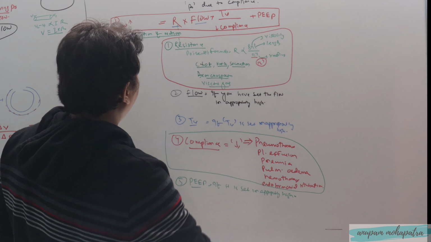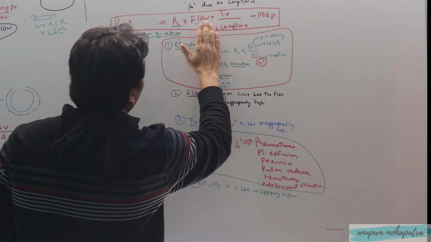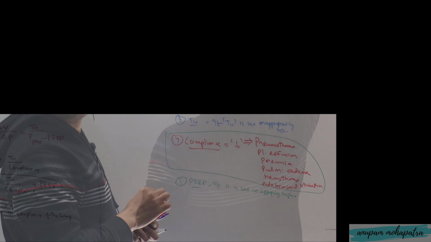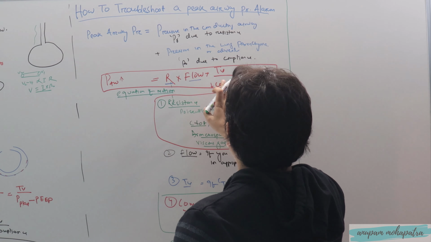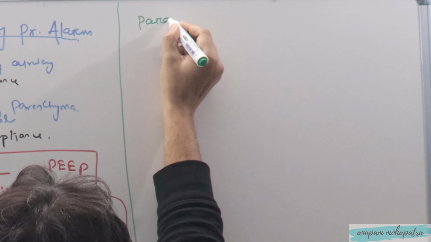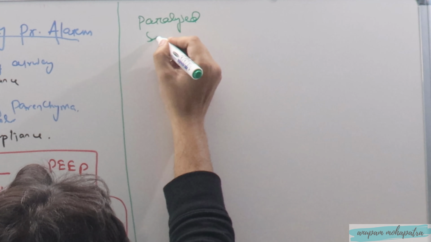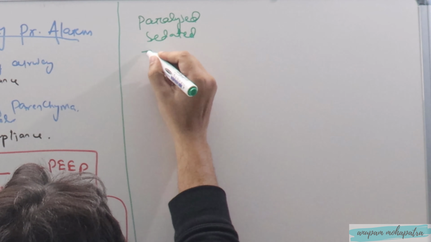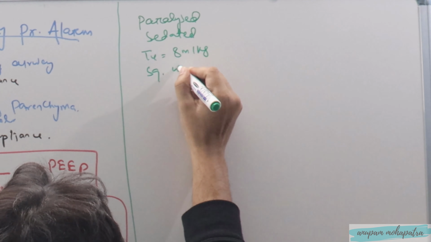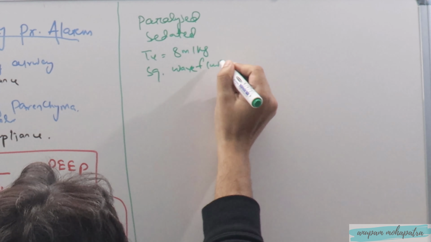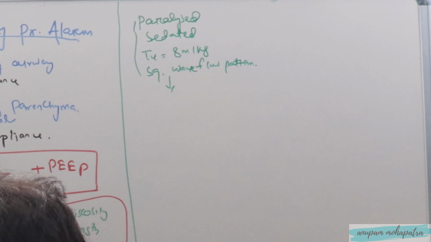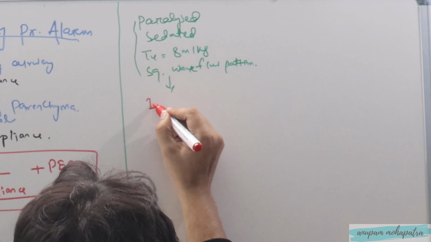These two things you have to look at very clearly in the ventilator when there is a peak airway pressure alarm. Otherwise you can go down this equation one by one and see what is the problem in my patient. Now, you can differentiate this peak airway pressure equation into two parts, but you can only do that if the patient is paralyzed, sedated, and you are giving a tidal volume of 8 ml per kg body weight and using a square wave flow pattern.